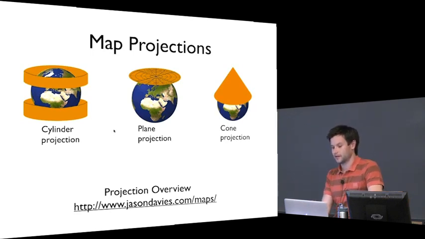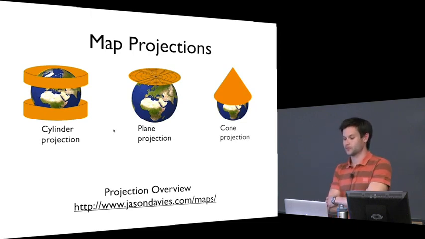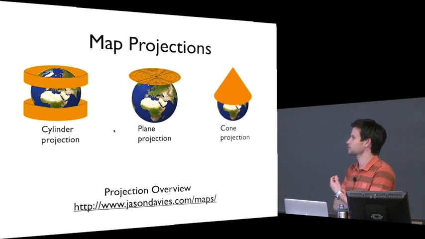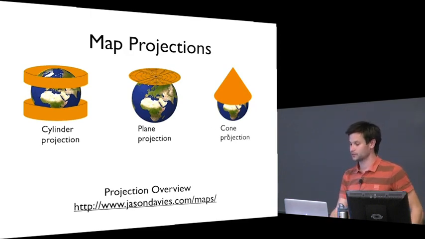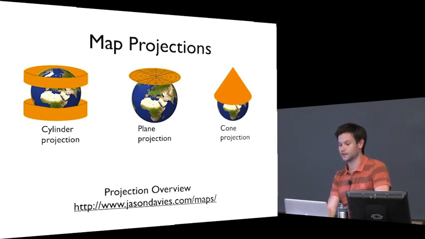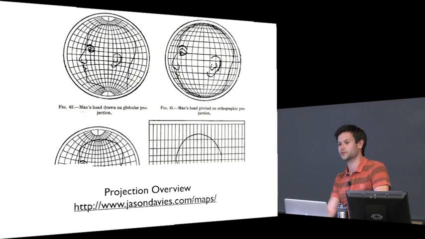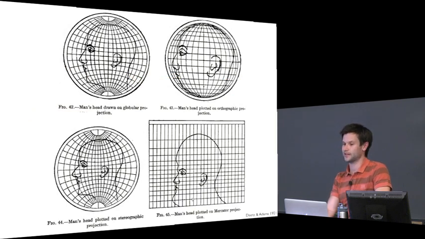When you work with maps, you always need to think about the projection. And you maybe know that from school, that you have different projections, like a cylindrical projection, a plane projection, which would be this here, or a cone projection. And here would be an overview of different projections. But I want to show you that projections are so important because they completely distort your data.